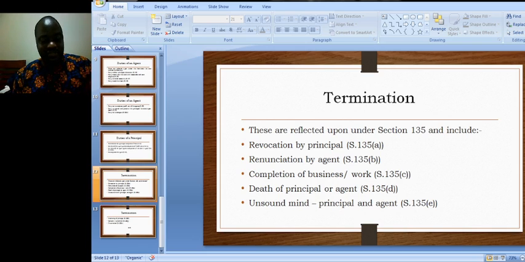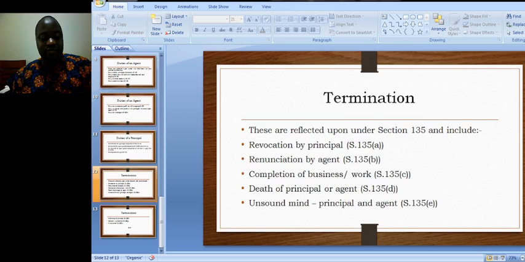Completion of business or work, meaning that you shake hands and part ways because the job has been done. That is under section 135C. Death of principal or agent. Once one dies, you cannot continue the relationship with his spirit. The only thing that can happen is for you to close the business.